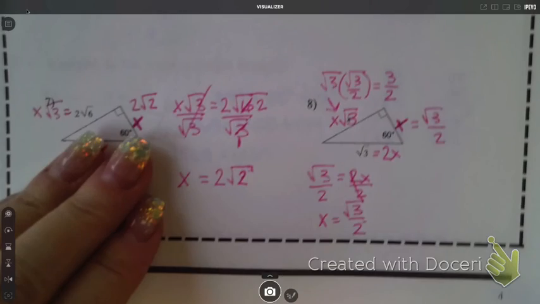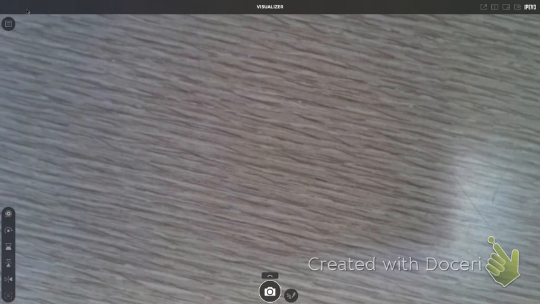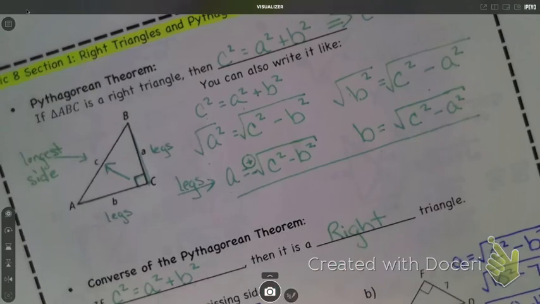Huh? You know what? Okay, I got it. So your worksheet, you have front and back. There's 8 45-45s and 8 30-60-90s. Wow.